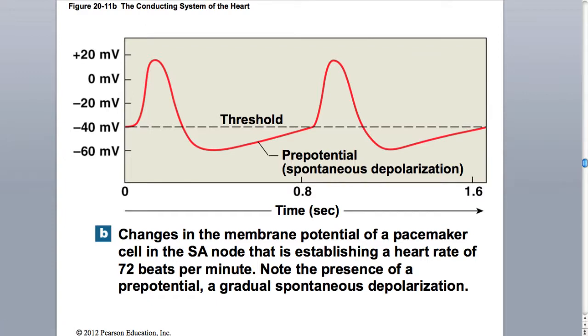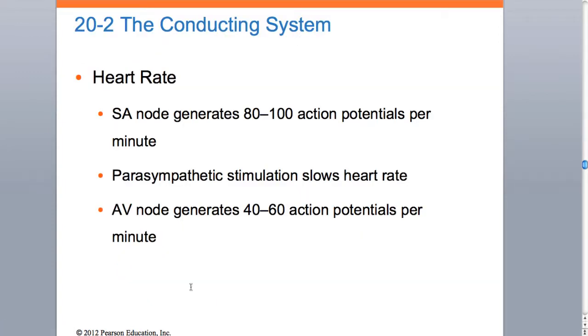Okay, next slide. Now, having said what I've said, the slide now says it too. It says the SA node would generate about 80 to 100 action potentials per minute. The AV node would be around 40 to 60 action potentials. And whose job is it to actually slow the heart rate down? It's the parasympathetic. So the parasympathetic is actually curbing the action of the sympathetic on the SA node. It is slowing the heart down for us.